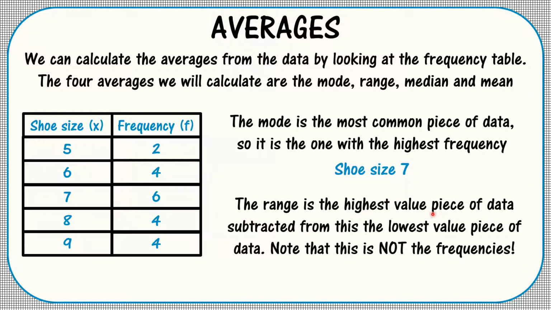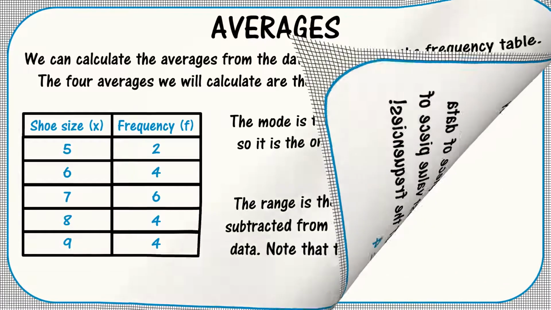The range is the highest value piece of data subtracted from the lowest piece of data. Note that this is not the frequencies. So we're looking at the class data. As you can see, the highest class data is 9. The lowest class data is 5. All you do is you subtract them. So 9 minus 5 is equal to 4. So the range is 4.